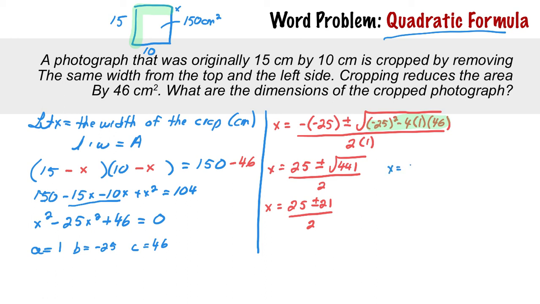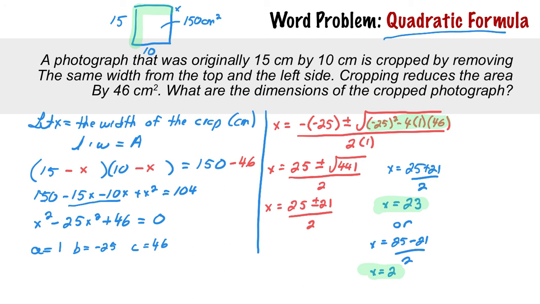So x equals 25 plus 21 over 2. So that's 46 over 2, so x is 23. Or x equals 25 minus 21 over 2, which is 4 over 2, which is 2. Looking at our answers, we have to look at the word problem to make sure that our answers make sense. Does it make sense that the crop could be 23 and 2, or just one of the values? So could it be 23 and 2?